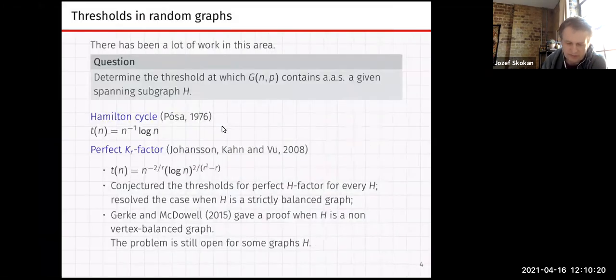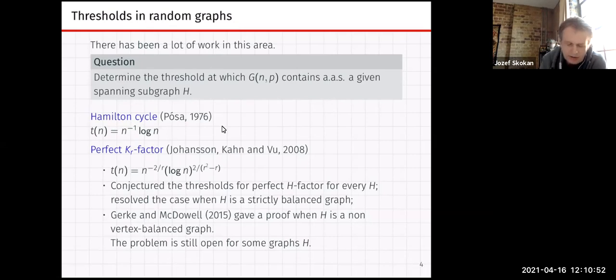So what are the typical questions in this area? Well, for a given spanning subgraph H, we would like to determine the threshold for G(n,p) to contain H as a spanning subgraph. The first question asked and resolved was about Hamiltonicity, where Pósa in 1976 proved that the threshold for this property is log n over n.